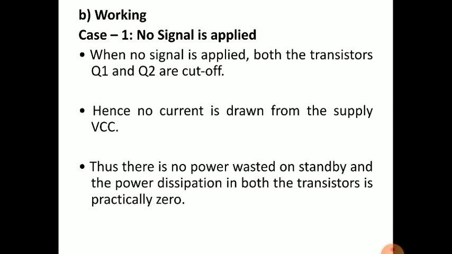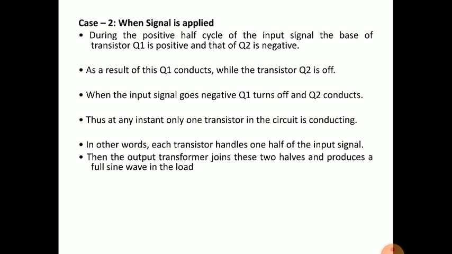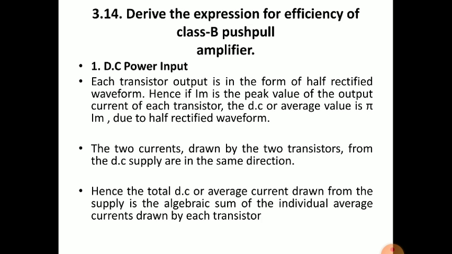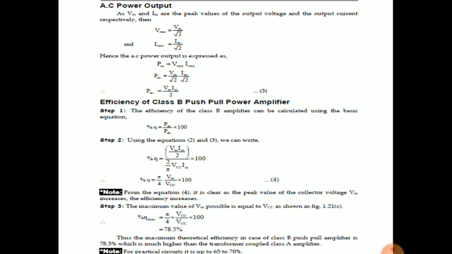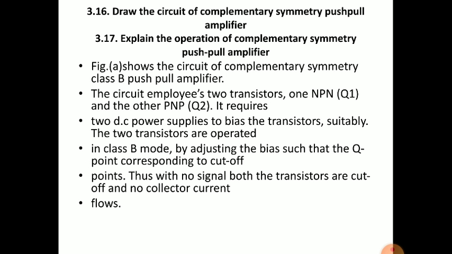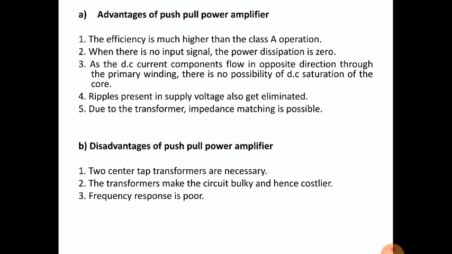We analyzed it when no signal is applied and when the signal is applied, and we have derived the efficiency, and we got maximum eta equal to 78.5%, which is very much higher compared to class A. We have also seen the advantages, and we will see the next concept, the complementary symmetry push-pull amplifier, in the coming classes.